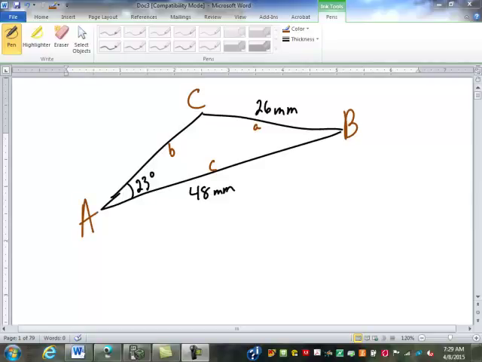So to start us off today, I'm going to have you solve that triangle. Find the missing parts. And yes, it looks like it, and it is. Angle C is obtuse.